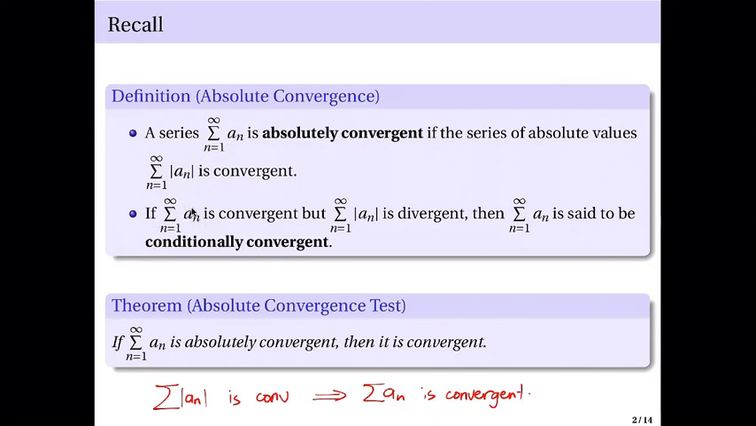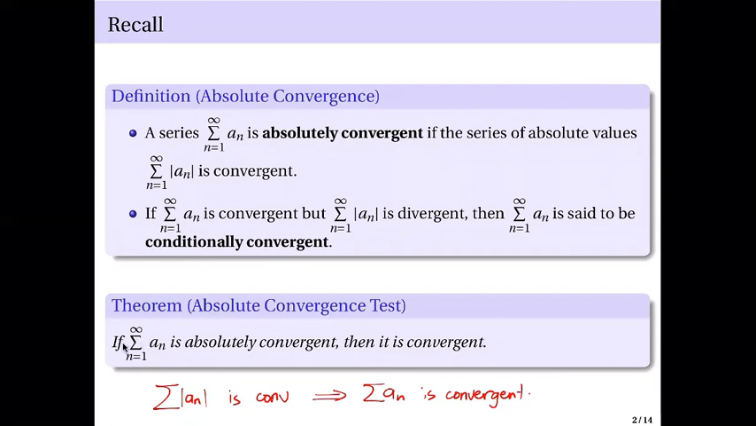Now, if the series an is convergent, but the series absolute value of an is divergent, then we say that the series an is conditionally convergent. Okay? So there are possibilities where the original series is convergent, but if you put now absolute values on the terms, the new series will be divergent. So those series are said to be conditionally convergent.